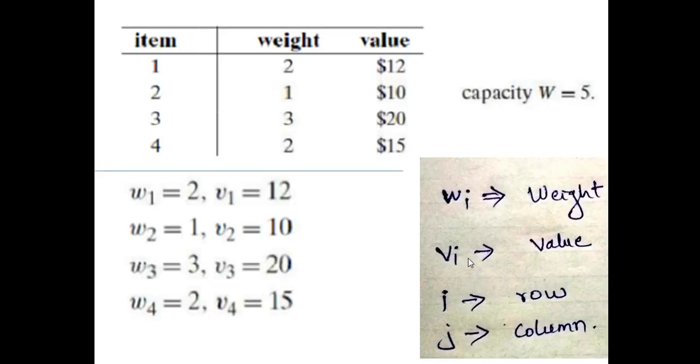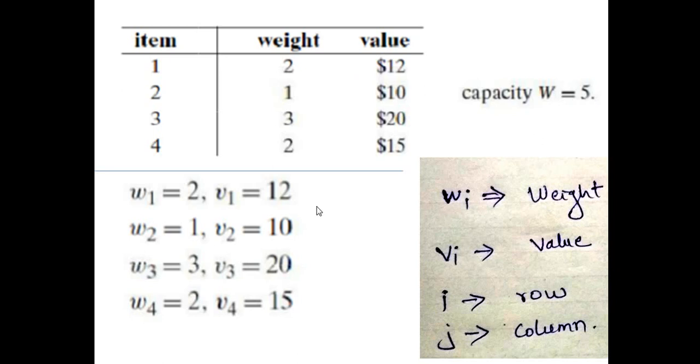So this is the given problem: items 1, 2, 3, 4. How many items? 4 items. And how many weights? 4 weights: weight 1, weight 2, weight 3, weight 4. And this is the profit, or we can say value. The capacity of the knapsack is 5.